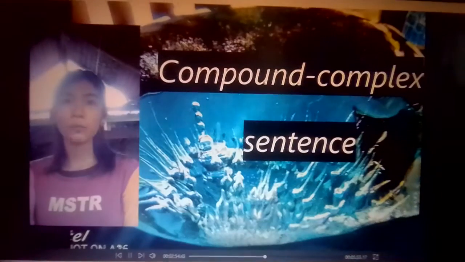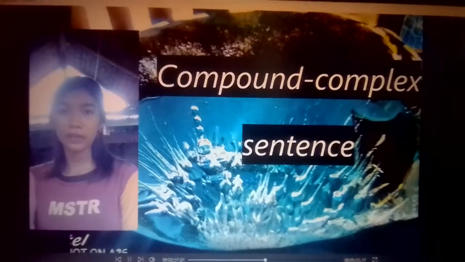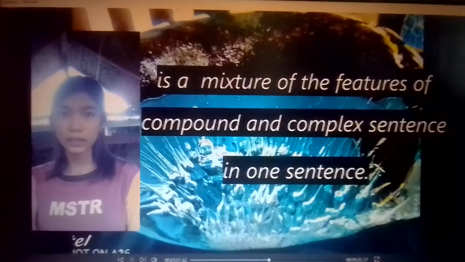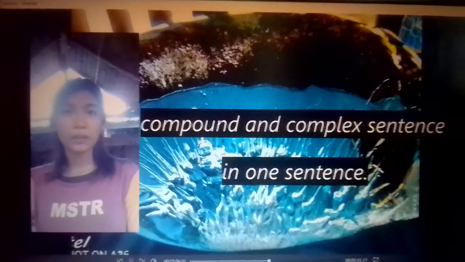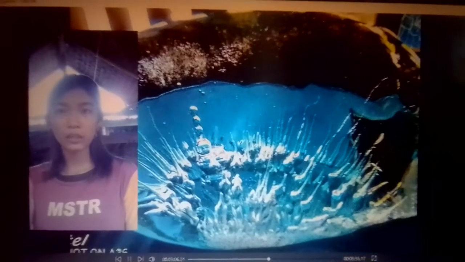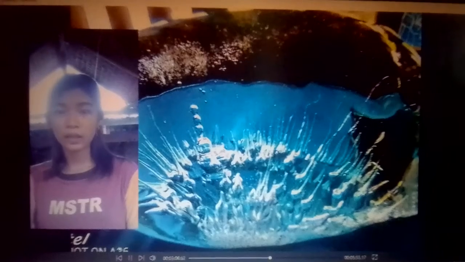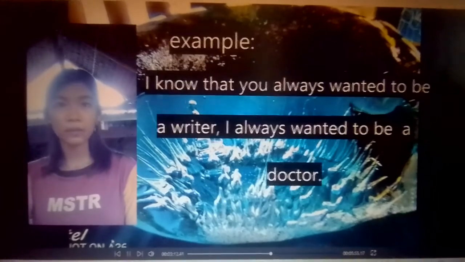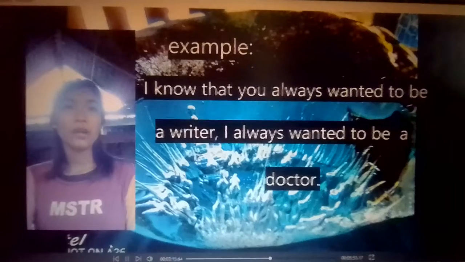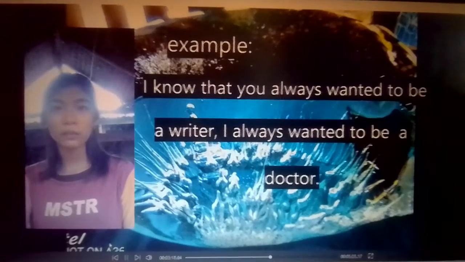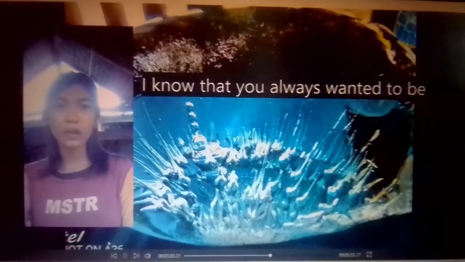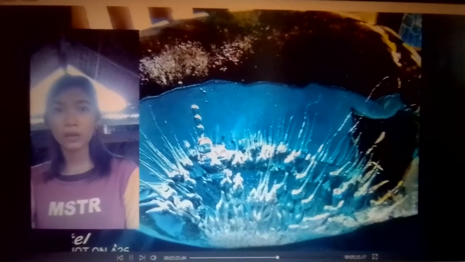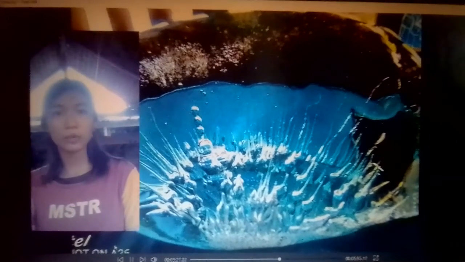Our last is the compound-complex sentence. It's a mixture of the features of compound and complex sentences in one sentence. So it must contain at least two independent clauses and at least one dependent clause. So we have an example. I know that you always wanted to be a writer, but I always wanted to be a doctor. Here, one dependent clause is followed by a complex connector and two independent clauses with a compound conjunction between them.